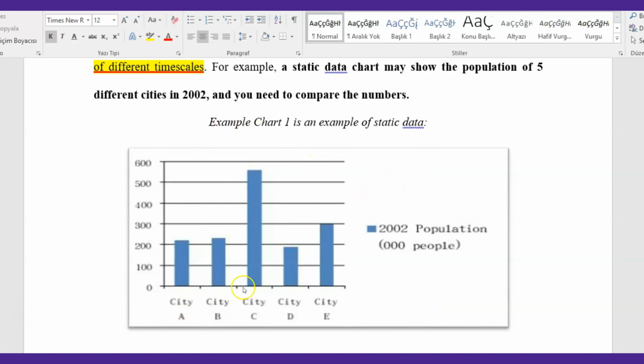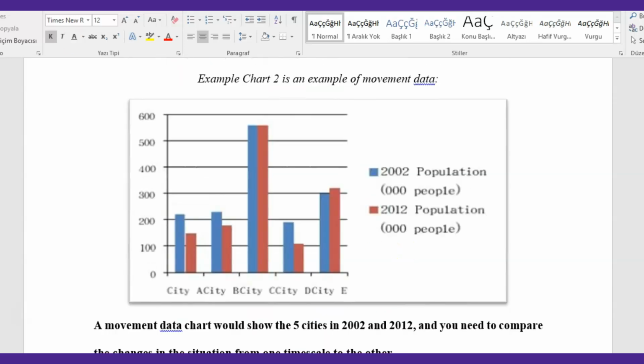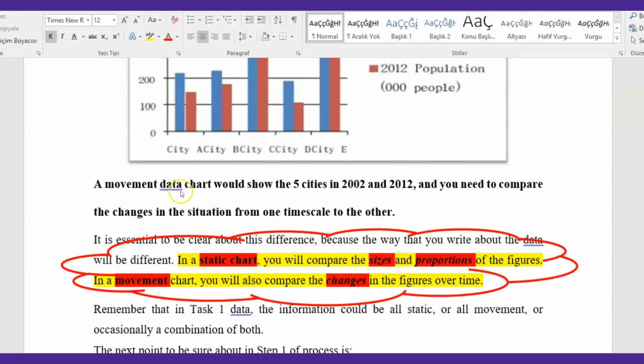For example, here we see 5 cities, okay, population in the year 2022, right? And in movement data, we see the population of 5 different cities in 2022 and in 2012, okay? A movement data chart would show the 5 cities in 2002 and 2012, and you need to compare the changes in the situation from one time scale to another one.